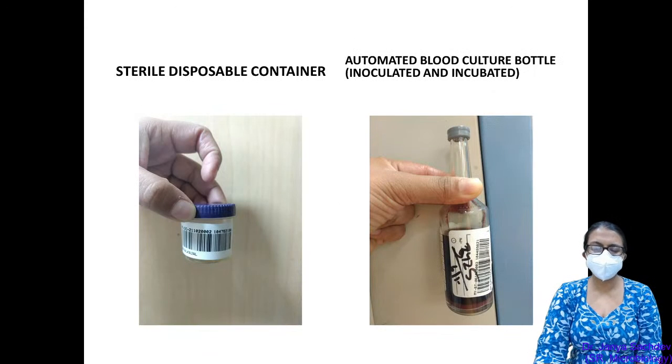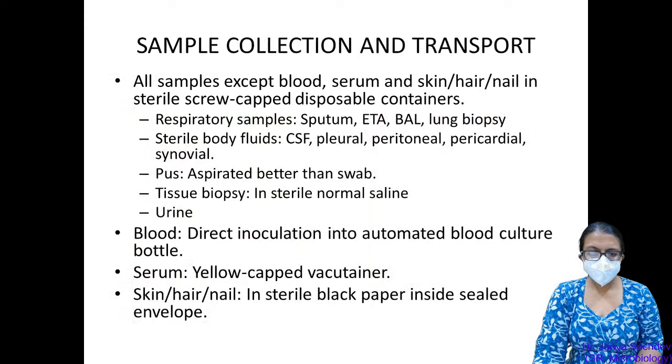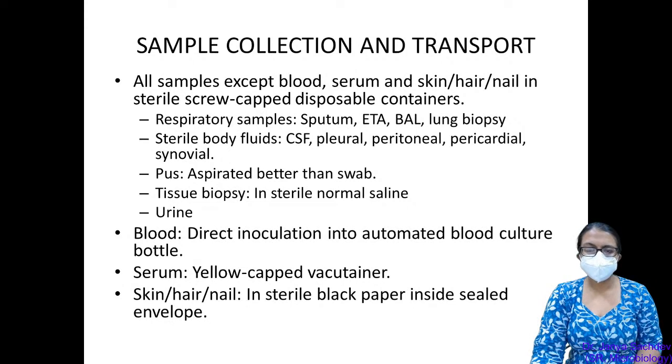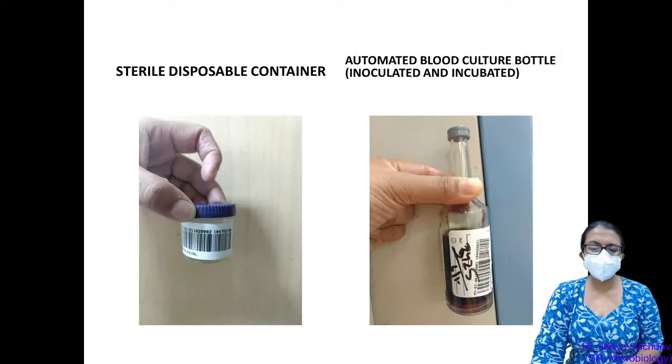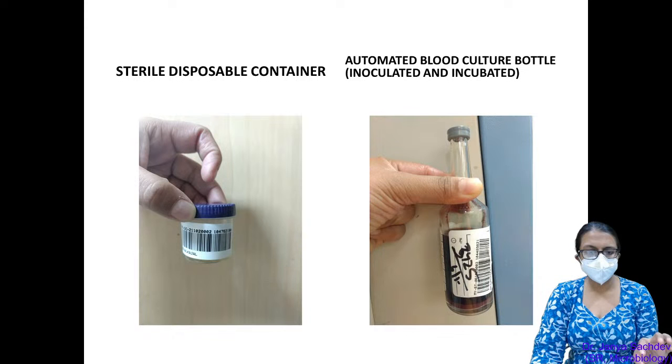So you can see here, this is a sterile disposable container which is on the left side, which is used for sending all the samples except blood, except skin, hair, and nails, and except for serum. So all the other samples are sent in the sterile disposable container. So urine will be sent in this. If you pour some saline, you can send tissue in this. Sputum, ET, all of those things can be sent in this.